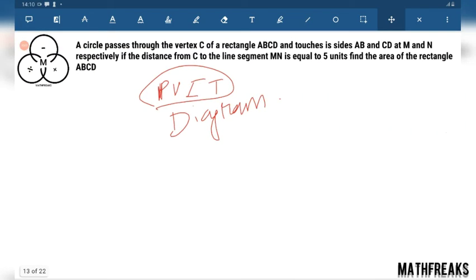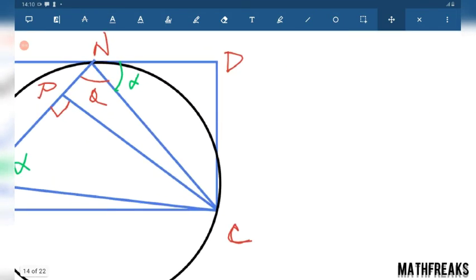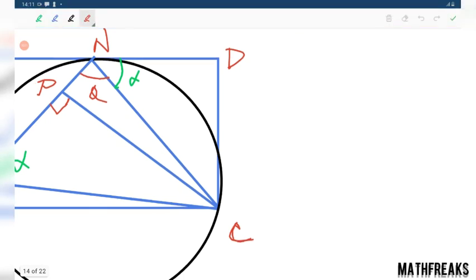Now what we are given: a circle passes through the vertex C of a rectangle ABCD and touches its sides AB and CD at M and N respectively. If the distance from C to the line segment MN, according to the question, CP will be 5.